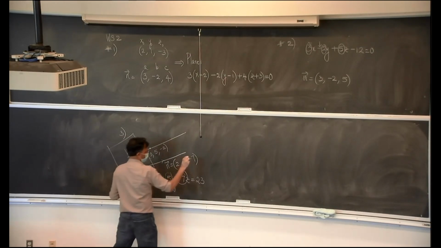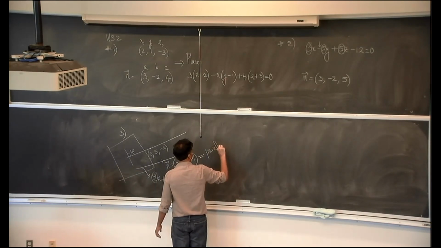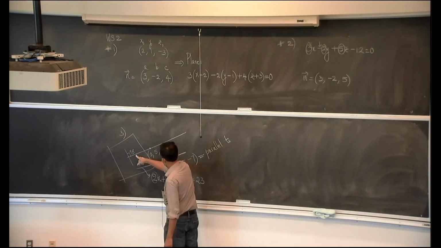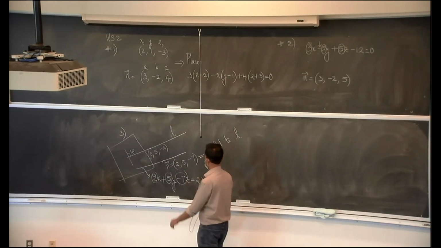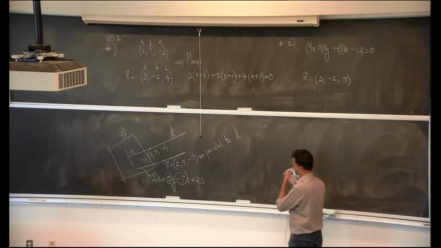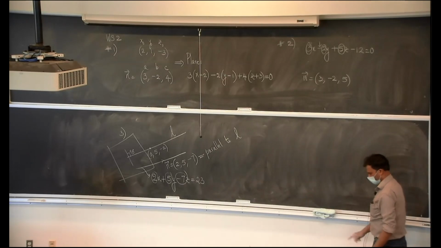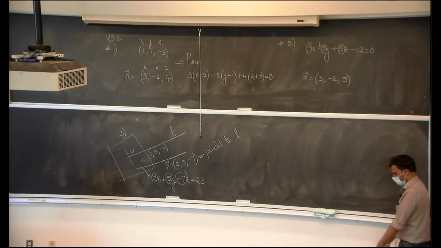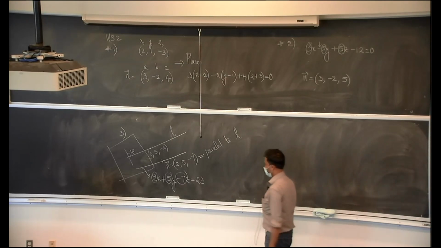So this normal vector is parallel to the line that we need. Let's call this line L. It's parallel to L, just by making use of the fact that both these things are perpendicular to the same plane, so they have to be parallel. Just like if you put two lines perpendicular to this floor here, they have to be parallel. So that's all we need then.